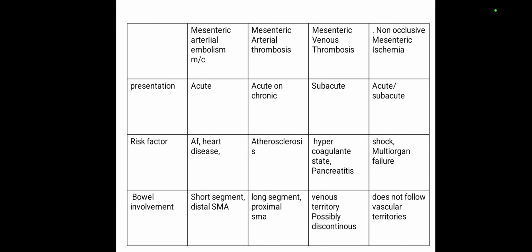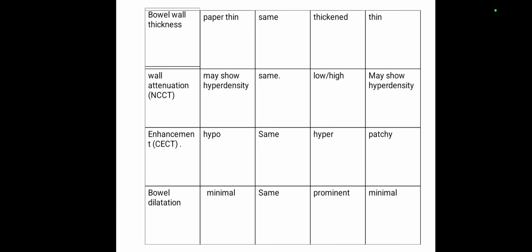Now in case of an embolism, mostly it is involving middle or distal SMA, and it is involving a short segment of the bowel. Whereas in case of thrombosis, mostly it is involving the proximal SMA, and there can be an extensive long segment of bowel involvement. In venous thrombosis, it's mostly along the venous territories, could be discontinuous. In non-occlusive, it is global hypoperfusion, so it will be patchy, long segment of bowel will be involved, and it is not based on any vascular territories.